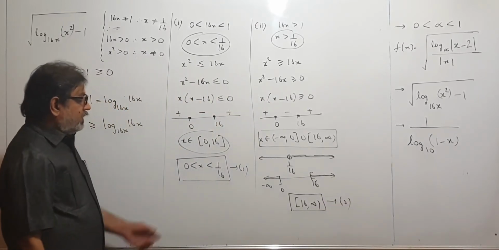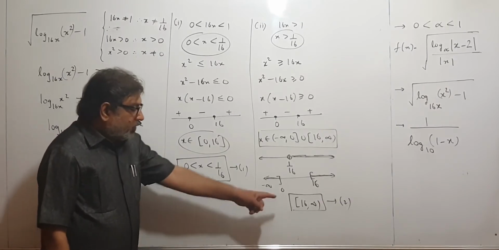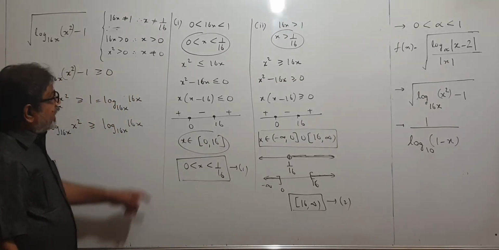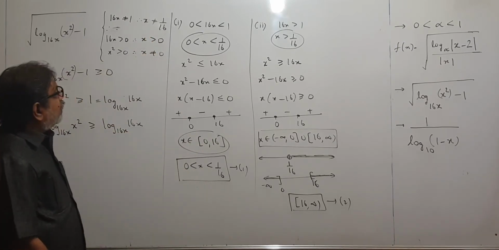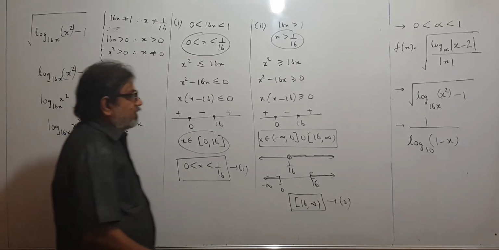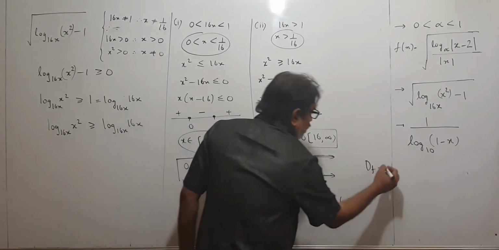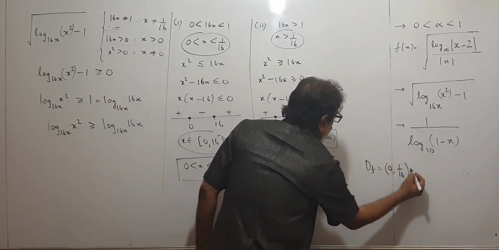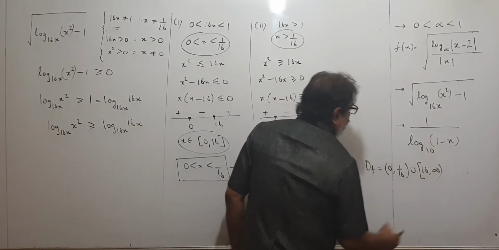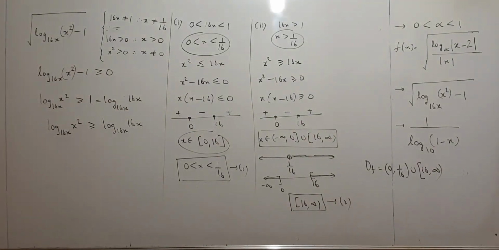So finally I have got this case and this case. That means x lies between 0 and 1/16 or from 16 to infinity. Remember 16 is included, and let us check. x is not 1/16, so 1/16 is not included. x is greater than 0, x not 0, all the things included. So what is the final answer? Domain is (0, 1/16) union [16, ∞). Like this we get. Please pause and copy, children.